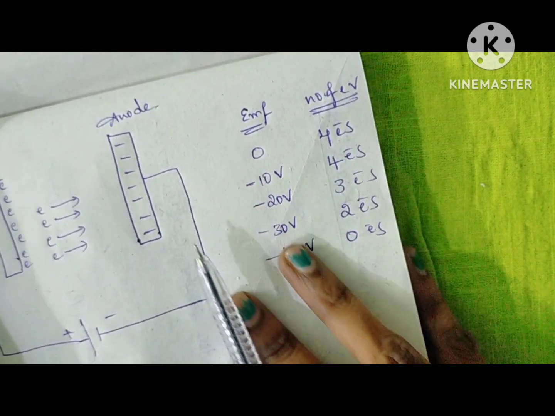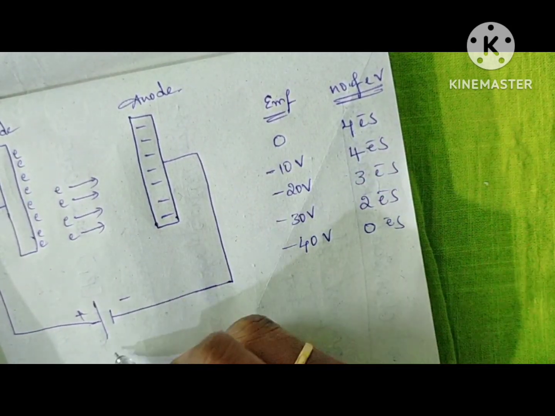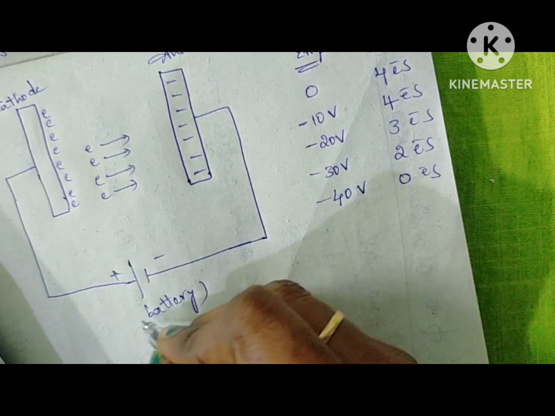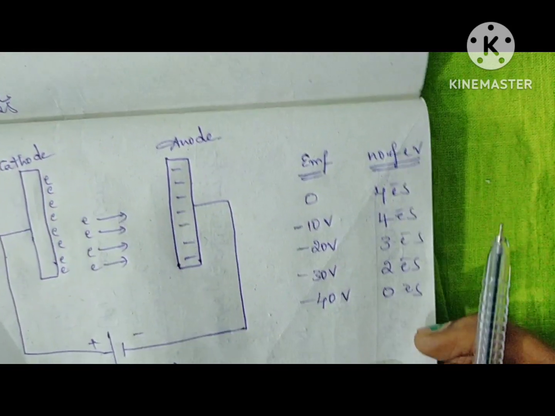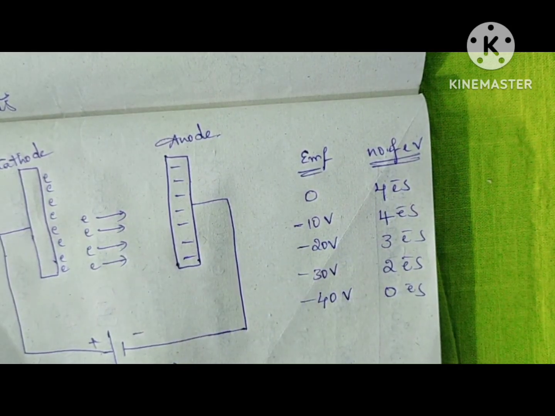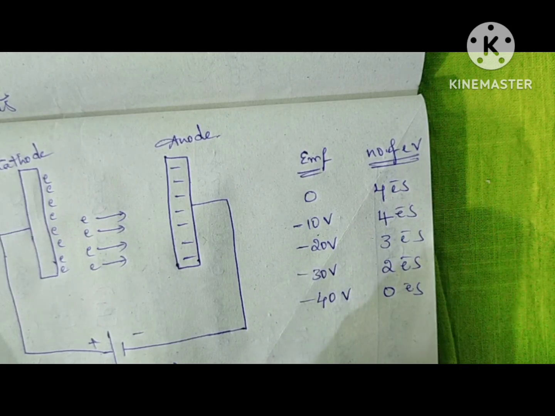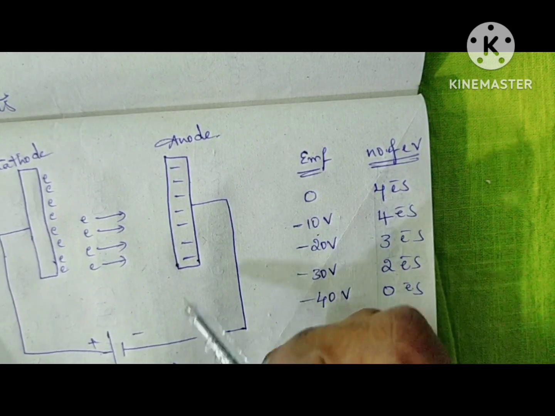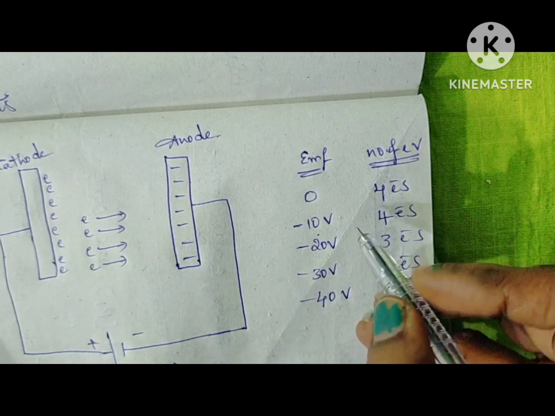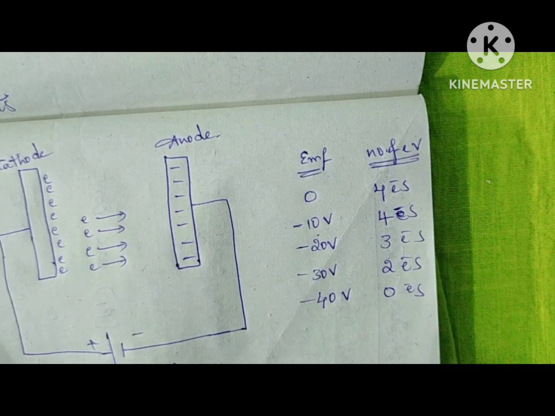Let's see clearly, you will get a clear idea. If we take 0 EMF, that means the battery level is 0. If you are not connecting any battery to this cathode and anode, what is the value? Only 4 electrons reach the anode. If we add minus 10 volts of potential to this anode, what will happen here? See, only 4 electrons remain. No more electrons are added here.